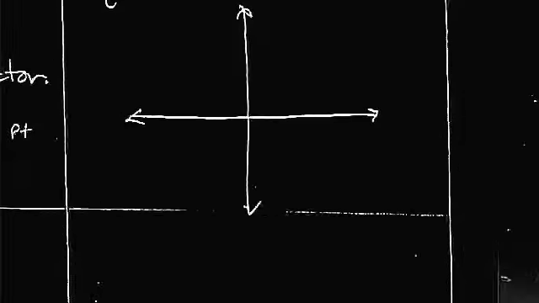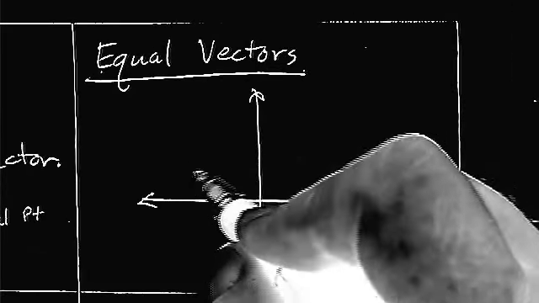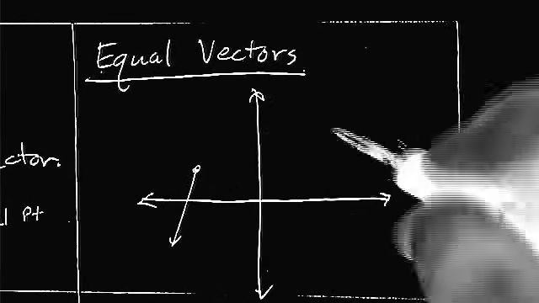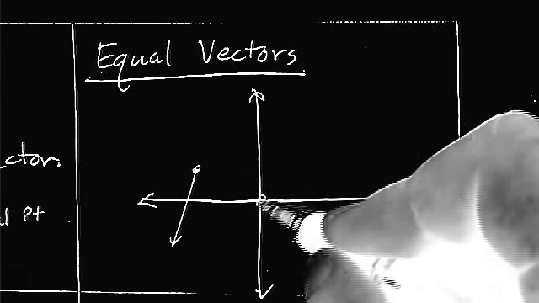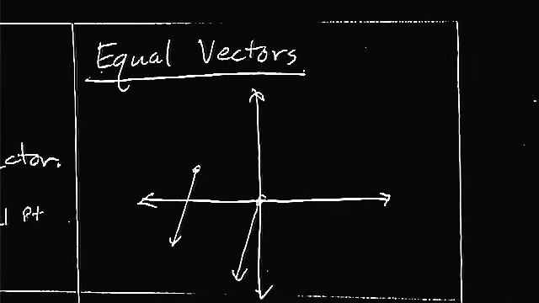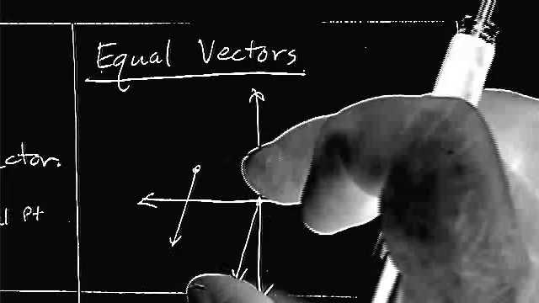I've already talked about equal vectors, so just keep in mind that a vector that looks like this could be moved over and attached to the origin, and it will look parallel and run in the same direction. It will have the same angle, but that vector and that vector are equal vectors.